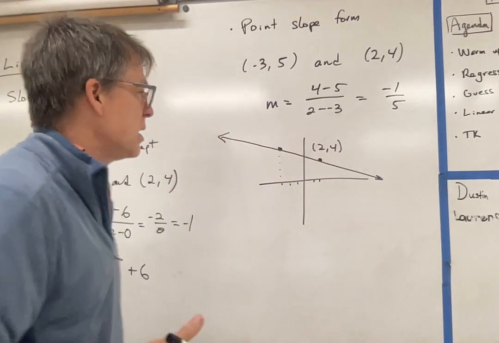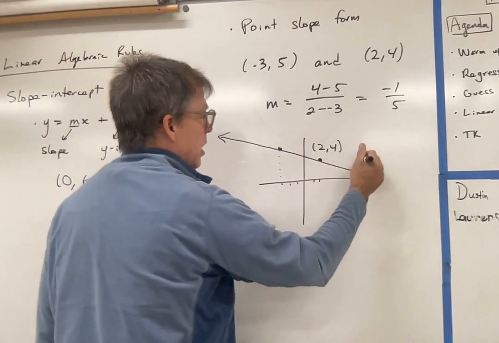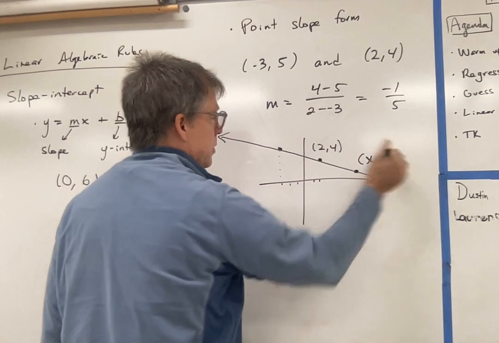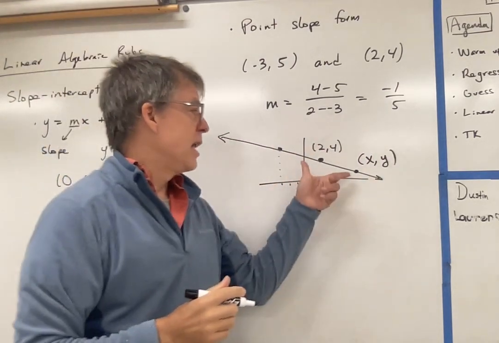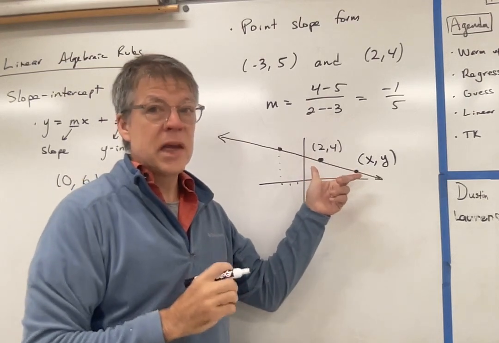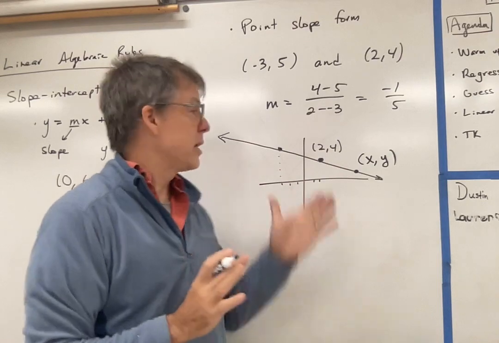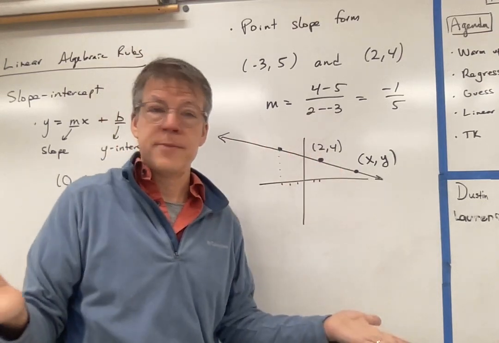So think about it like this. There's going to be some random point out here. Let's call it (x, y), okay? It could be anywhere on this line. But I know one thing: if I look at the slope between these two points, it should be negative 1/5. Agreed? The slope should be negative 1/5 all the way along the line. That's what makes it a line.